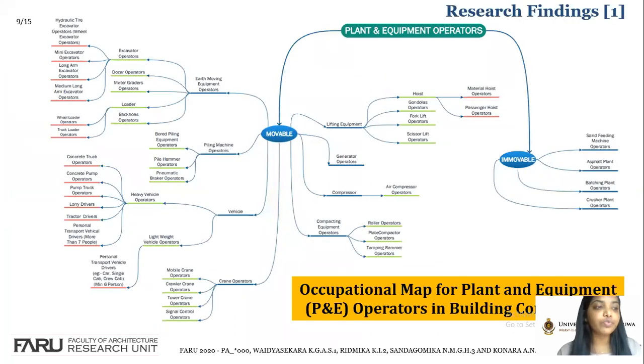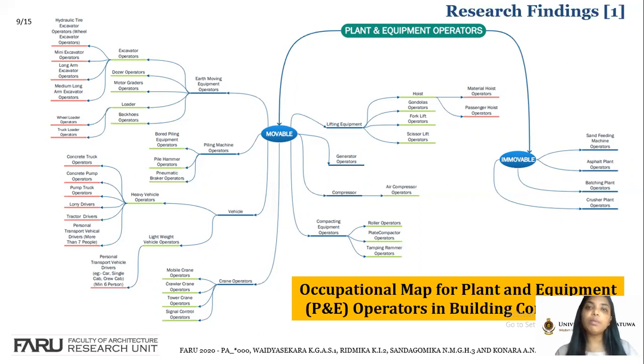And moving to the research findings and analysis part, initially we intended to develop the occupational map for the plant and equipment operators in building construction projects. So basically, as we explained in the literature synthesis as well, we identified movable and immovable as two major categories of plant and equipment operators. Under immovable, our respondents have highlighted sand feeding machine operators, asphalt plant operators, batching plant operators, and crusher plant operators relevant to the Sri Lankan context.